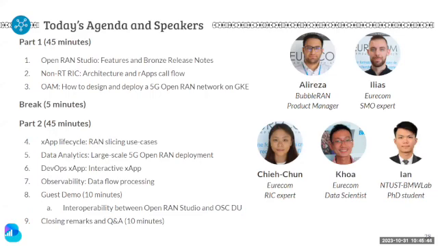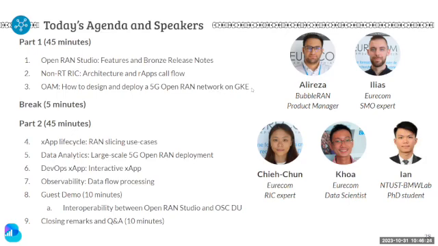So with that, I would like to go to the agenda and introduce the speakers today. We have two parts today. Part one, we foresee 45 minutes. We start by presenting the OpenRAN Studio features and the bronze release note. Then we show you the open non-RT-RIC architecture and the RApp call flows. Then operation and management. Here we show you, in a step-by-step manner, how to design and deploy a 5G OpenRAN network on Google Kubernetes Engine.